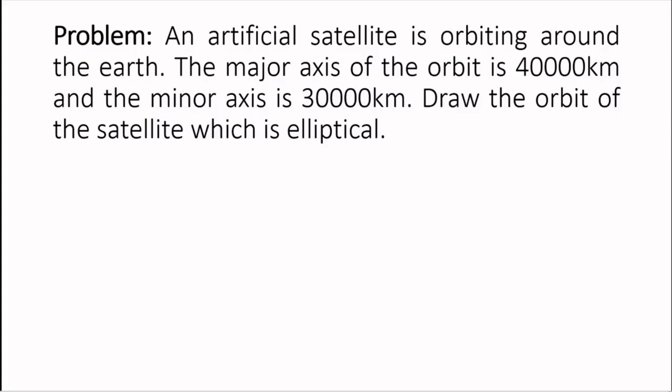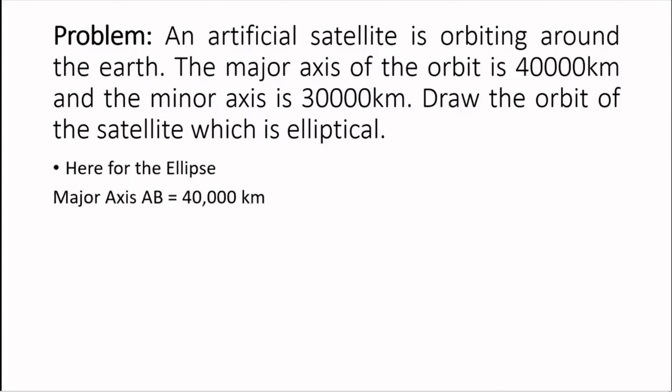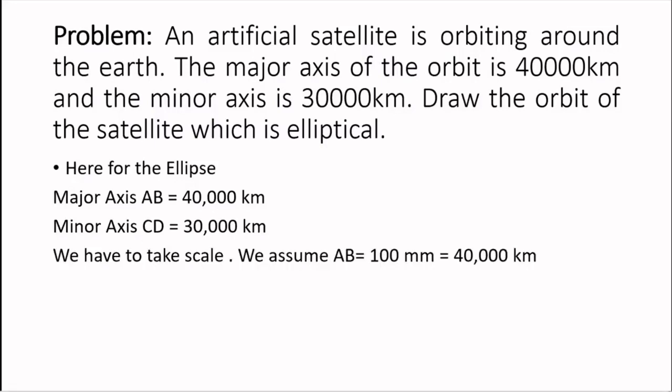So here for the ellipse, the major axis is given as 40,000 kilometers, which is a very big distance. So to draw it on the sheet, we require to take a scale, a reducing scale. You have to reduce the dimensions to adjust it on the sheet. So we'll make an assumption. Even the minor axis is 30,000 kilometers, which is a very big distance. So we will be taking a reducing scale for both the major as well as minor axis. So we have to take a scale.